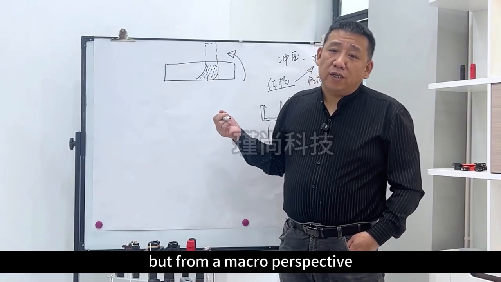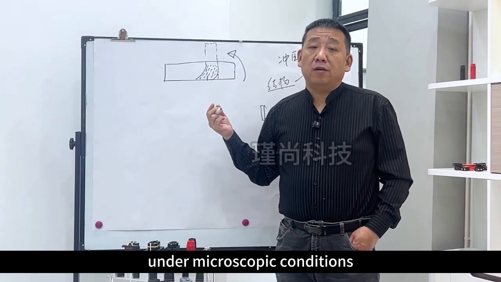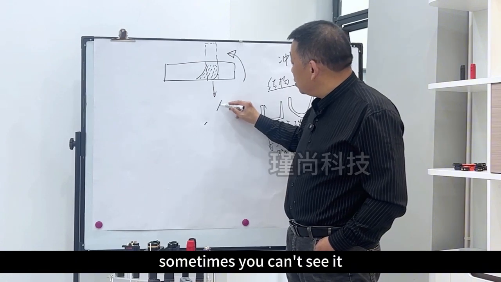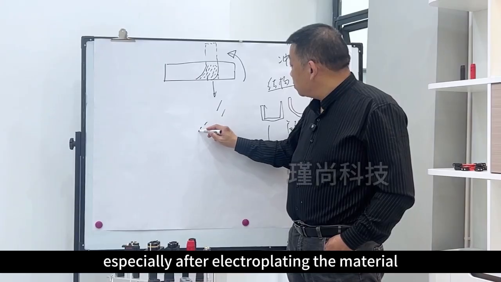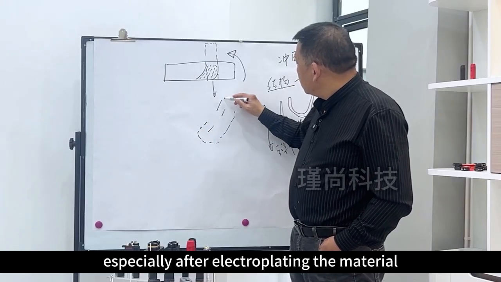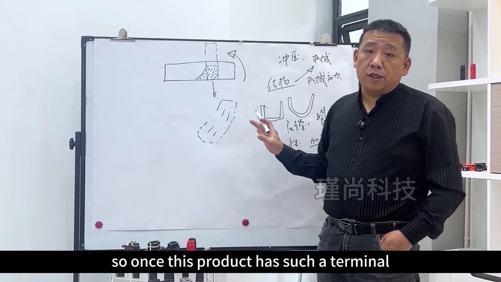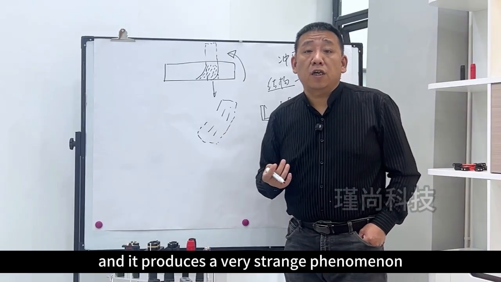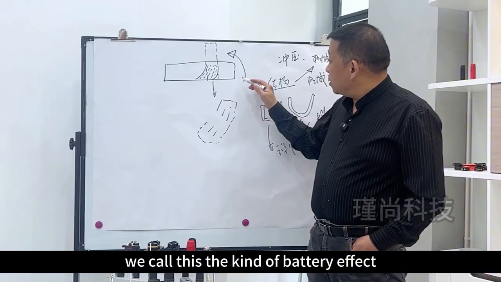But from a macro perspective, under microscopic conditions it may have fractured, but in the macroscopic state sometimes you can't see it. The vast majority, especially after electroplating the material, you can't see it, but it's actually broken inside. So once this product has such a terminal, in the case of power on, it produces a very strange phenomenon.